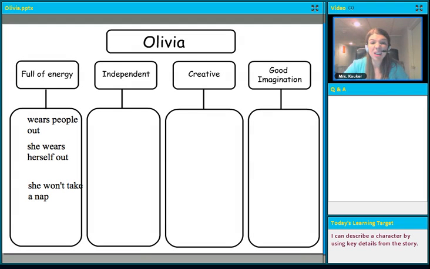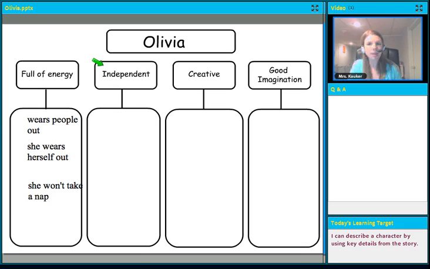I found 3 things in the book that tell me that Olivia is full of energy. I think that's some pretty good textual evidence to help describe Olivia. Let's go to our next word, and you guys are going to do this in your journals with me. We're going to work together on this one. I thought that Olivia was pretty independent. Independent means that she can do things by herself without any help. So I need to find some textual evidence that would prove that Olivia is independent. She can do things by herself.